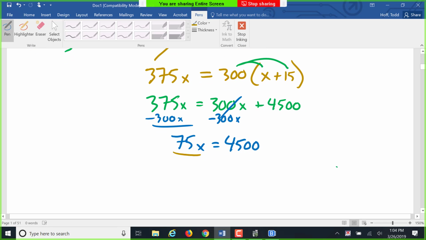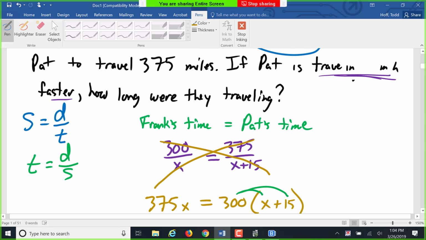Divide by the 75, and you are correct. x equals 60. Is that what we're looking for? Well, that's Frank, so Pat would be 60 plus 15. So yes, that's telling us Frank's speed is 60 miles per hour. Pat's speed, 60 plus 15, would be 75 miles per hour. Is that what the question is asking for?